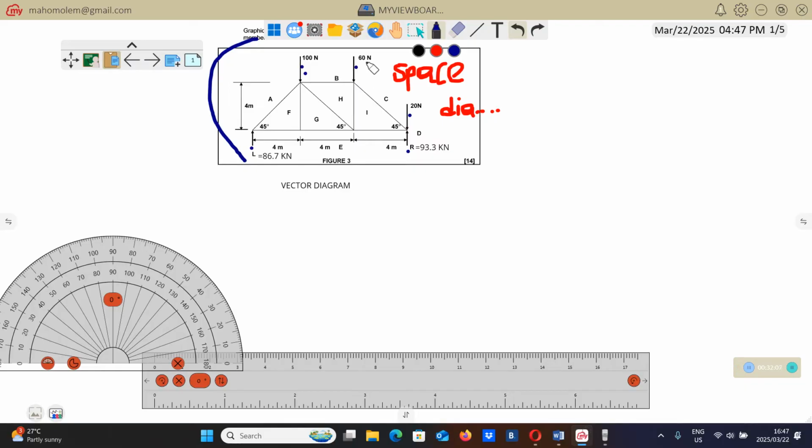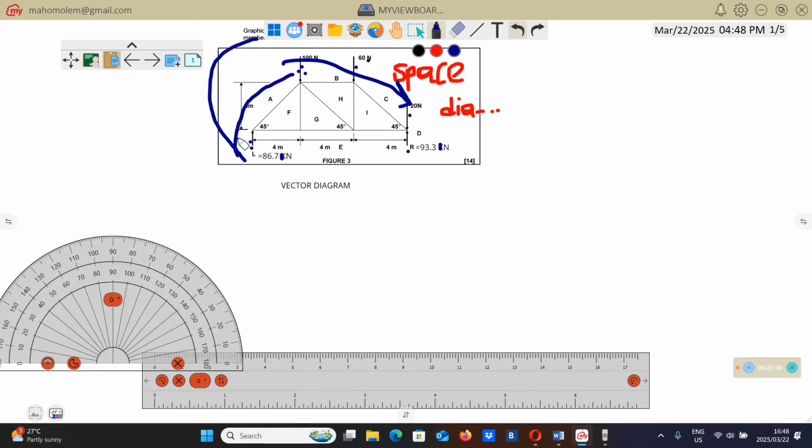Yeah, if this is Newton, then this will be Newton. No K here. So if you start by drawing a line parallel to this force of 100 Newton, the next line must be this one of 60. The next line must be this one. We move clockwise like this. So you mustn't start with this force of 100. After that, you move to this L, which is 86.